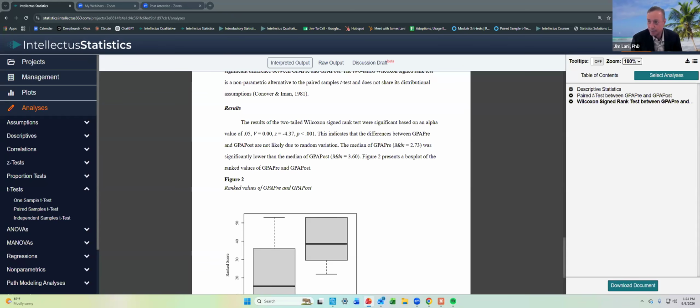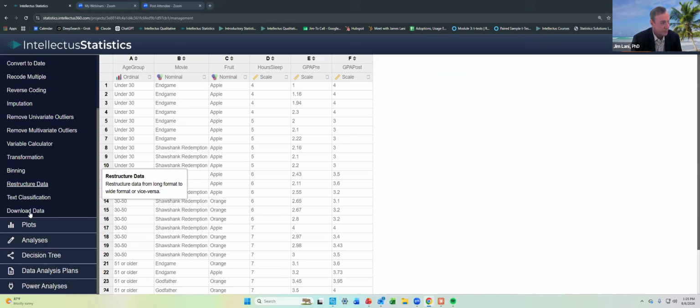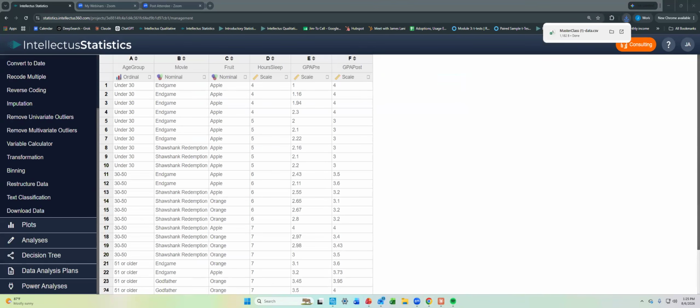I don't think I want to do that. Let me just, if I could find this. Let me just do this. Just download data and have a data set sitting here. And it looks like some people shared projects too. Oh, good. All right, I'll get to that.